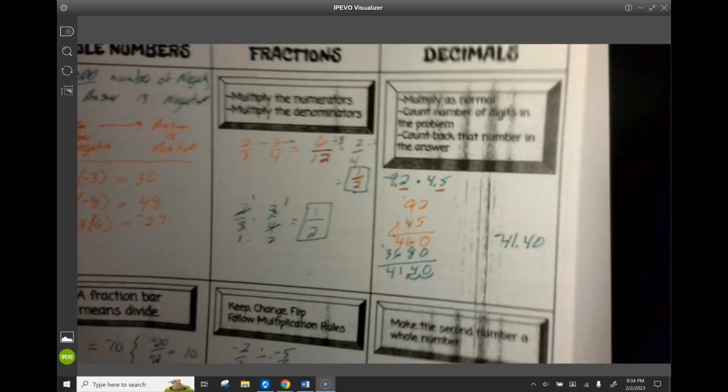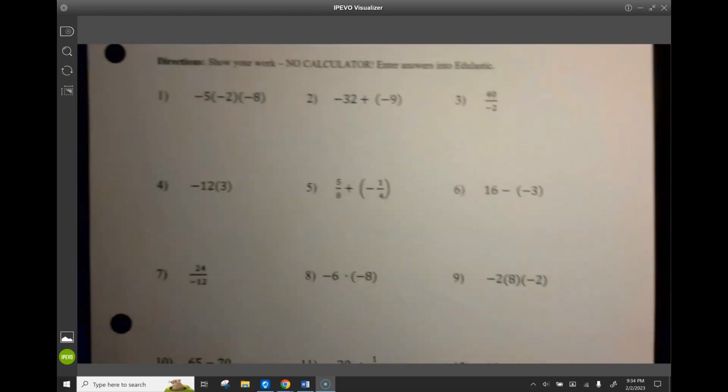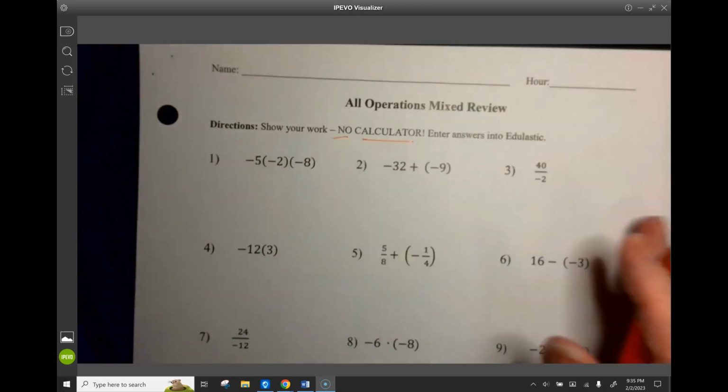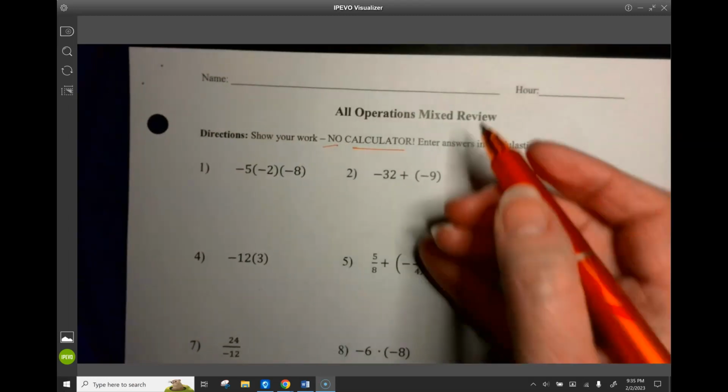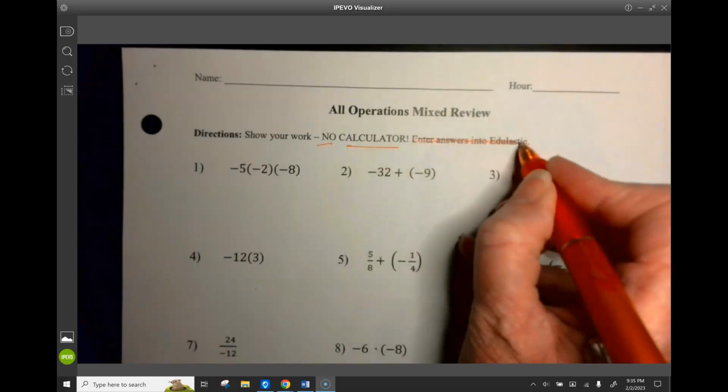So let's look at your homework for today. The first thing I want you, so hold on to this paper. We're going to come back to it. Don't let that go far. It says show all your work, no calculator. Remember the test we're going to be taking next week has no calculator. This is enter answers in Edulastic. Yay, we don't have to do that. Okay, we're not going to do that one.